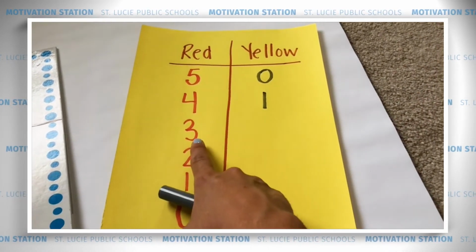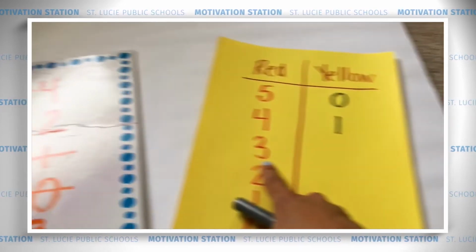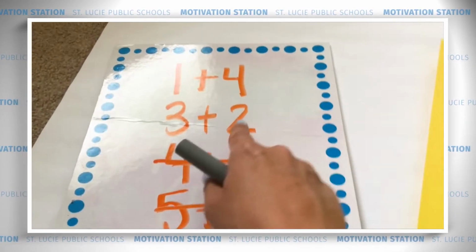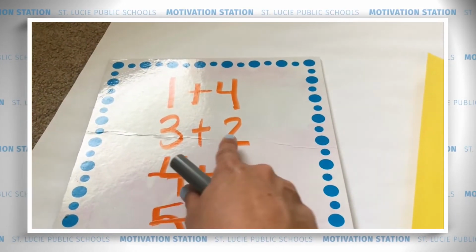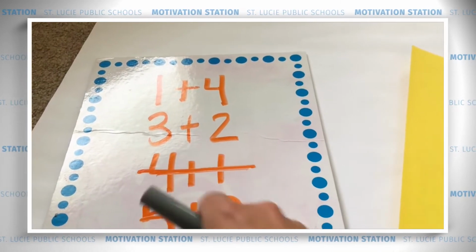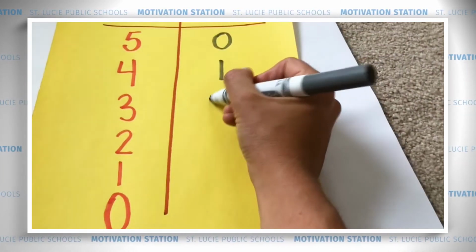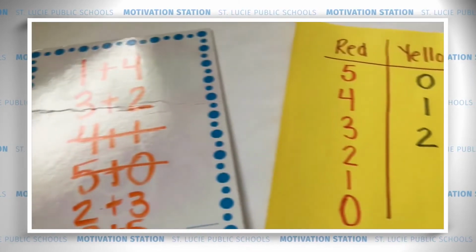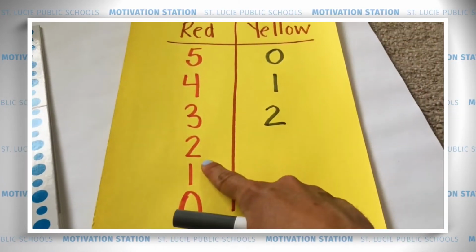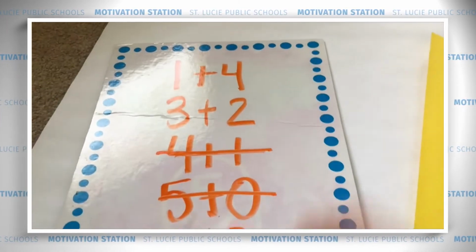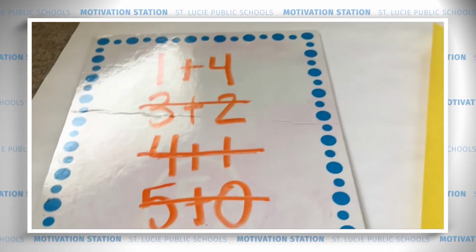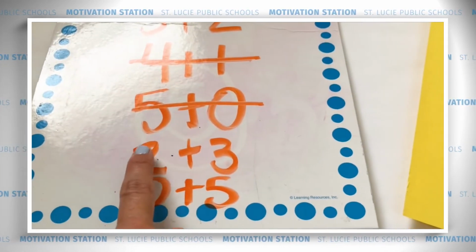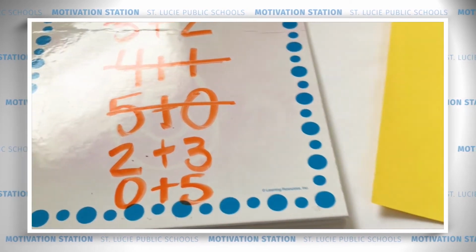Okay, let's look at this next one. 3 red. Let's see. Oh, here it is. 3 plus 2. Okay, so if I have 3 red, then I'll have 2 yellow. Great. Now next we have 2 red. Let's cross out that equation that we just found, that combination. Oh, 2 red plus 3 yellow. Okay.